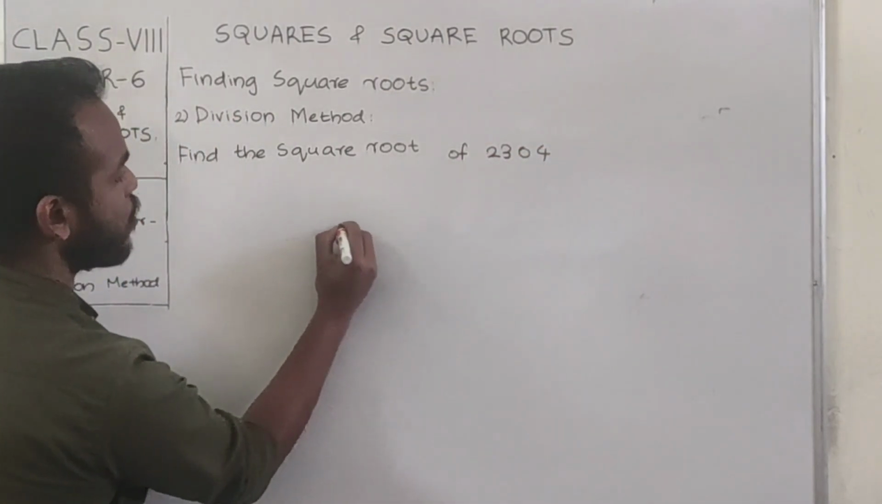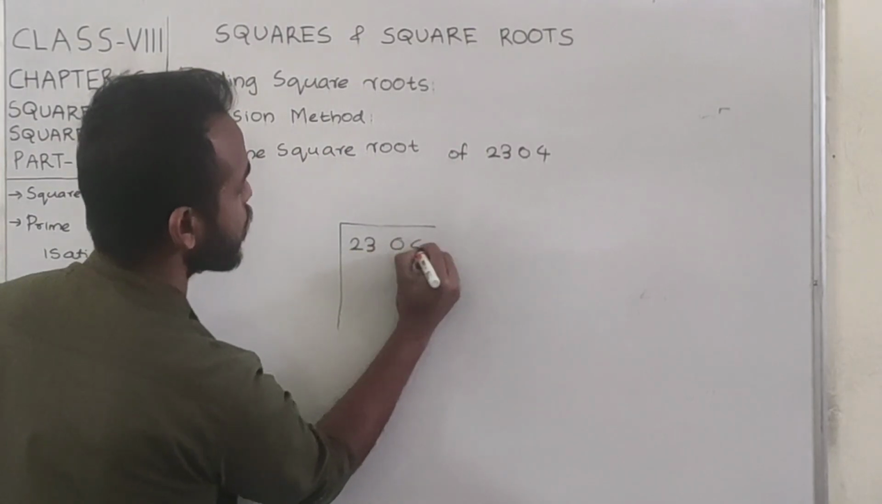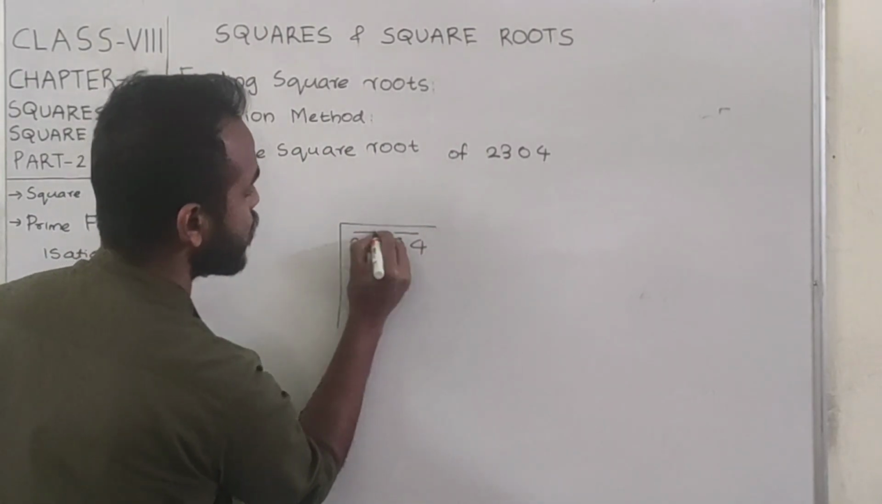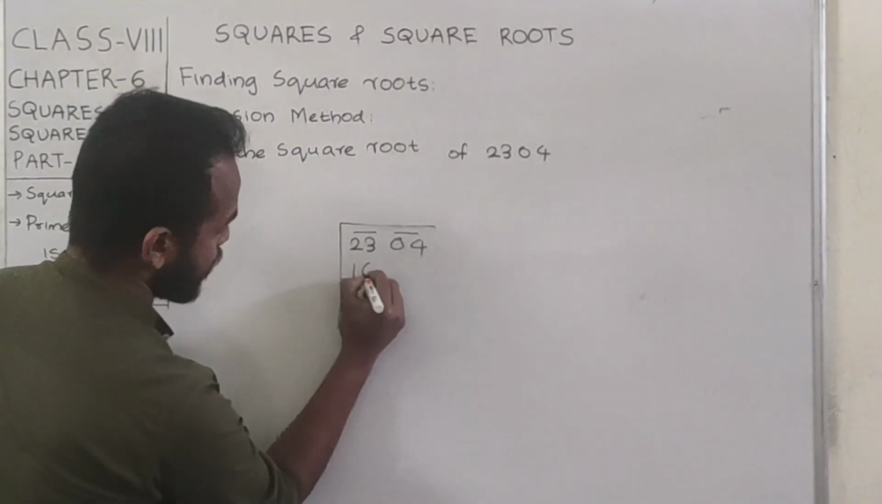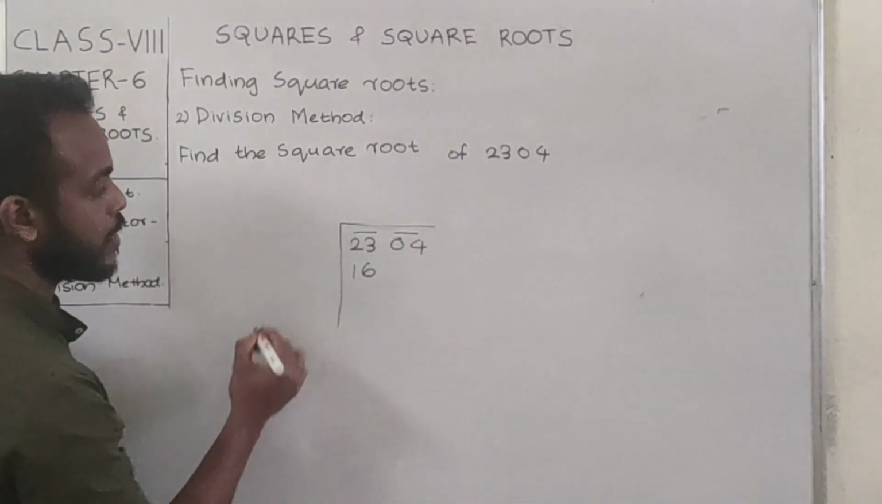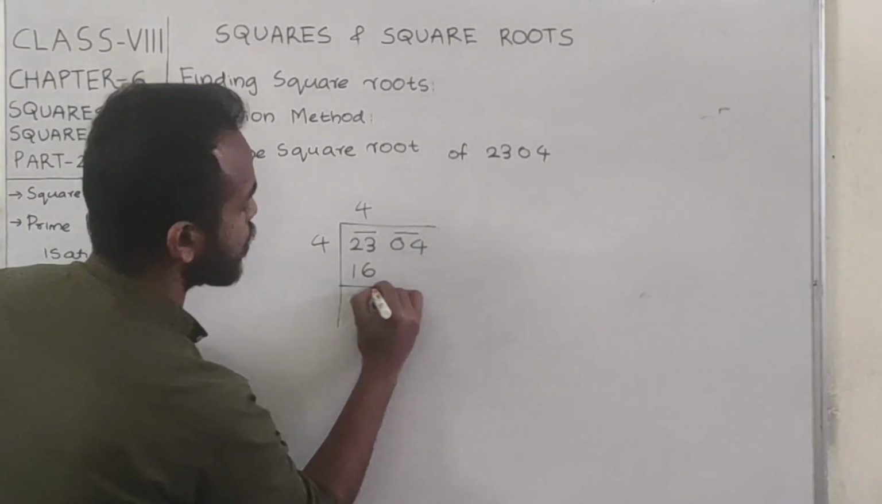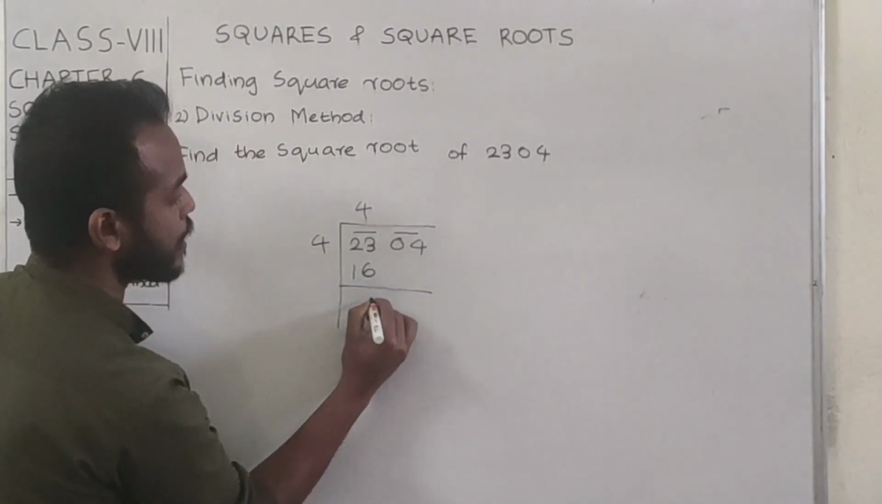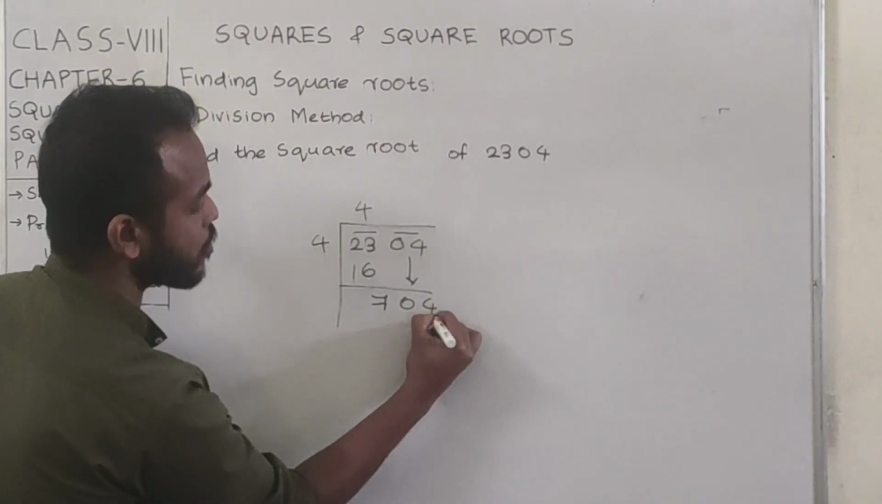2304. Now the very old method. I am going to make it as pairs. Now the perfect square that goes inside is clearly 16, because 25 cannot be used. The number whose square is 16 is 4. Then the remainder is 23 minus 16, which is 7. We can write down here 704.